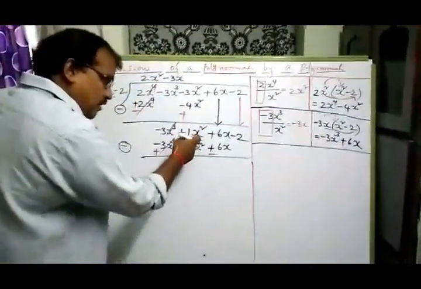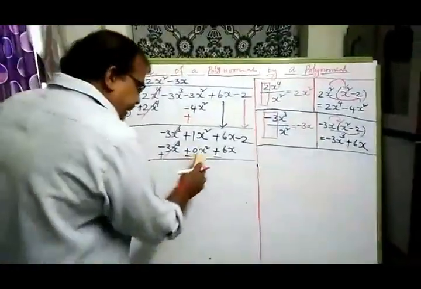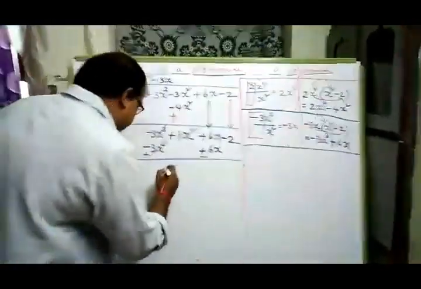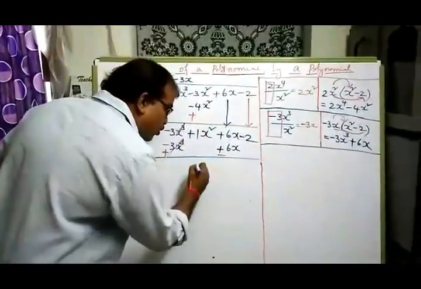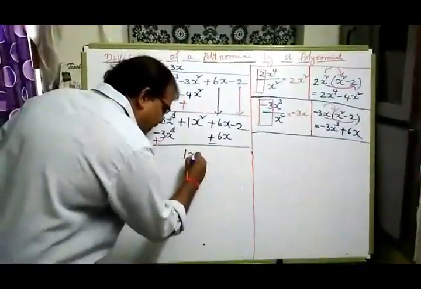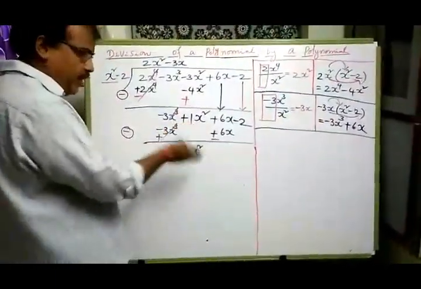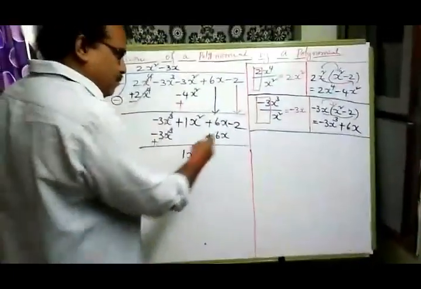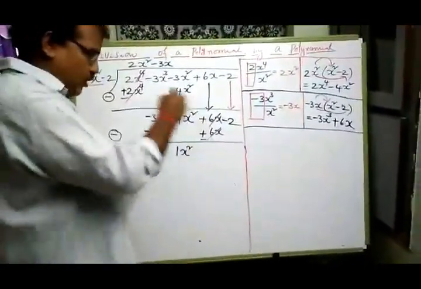So 1x square minus 0x square is equal to 1x square. No need this much, directly you can write the answer: 1x square plus 0 is equal to 1x square. Now here plus 6x minus 6x will be 0.